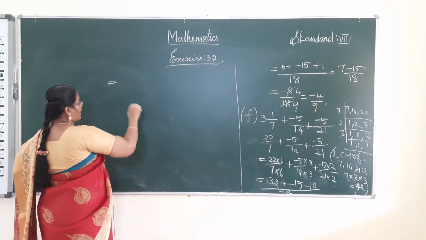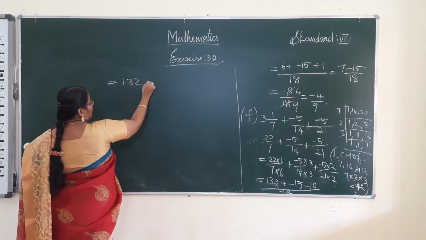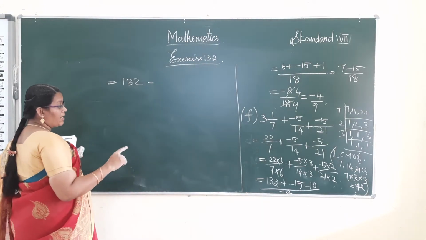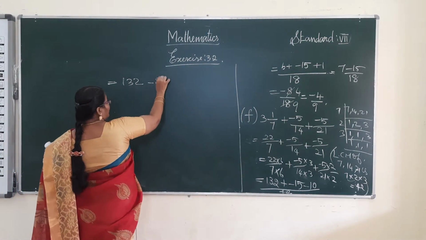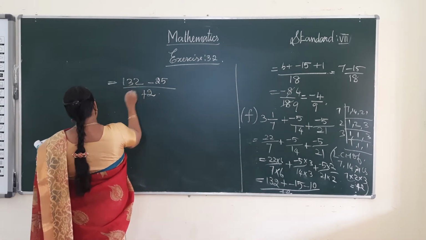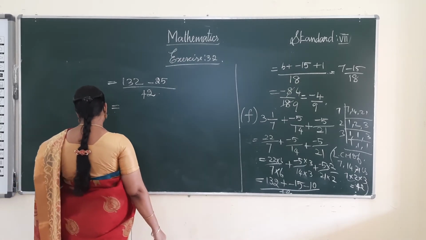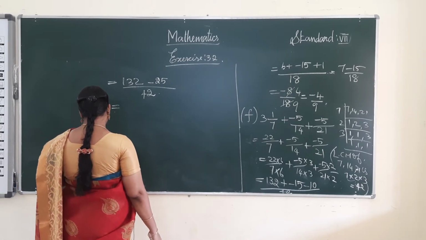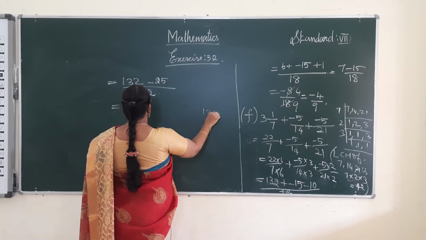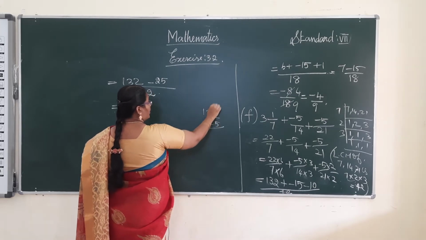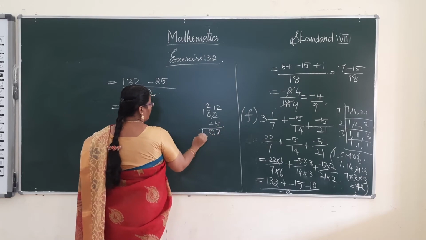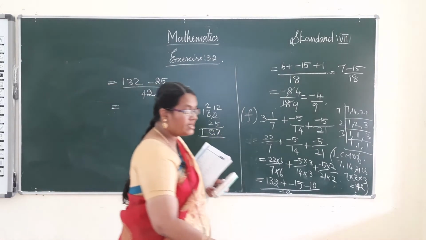Now add the same signs. So 132 minus 15 minus 10: both are the same sign, so add and put the same sign. So minus 25 divided by 42. Okay, so let's subtract and see what we get: 132 minus 25 is 107.